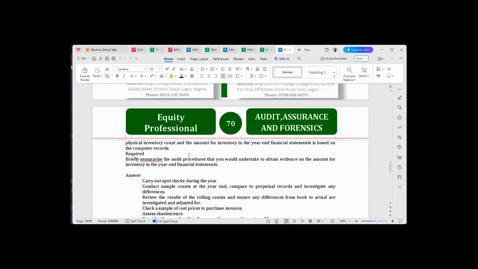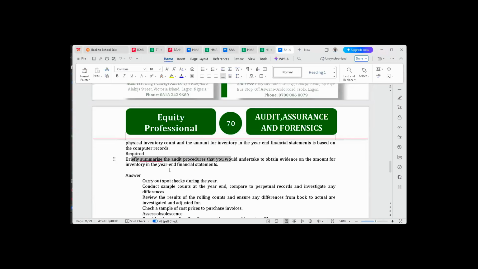Now, we ask you to briefly summarize the audit procedures that you would undertake to obtain evidence on the amount of inventory in the year-end financial statements. Like I said, any time you hear of audit procedure, that means you have to go step by step. If you miss any of those steps, then the examiner will deduct some marks for what you were supposed to have gotten. So, what are the audit procedures?